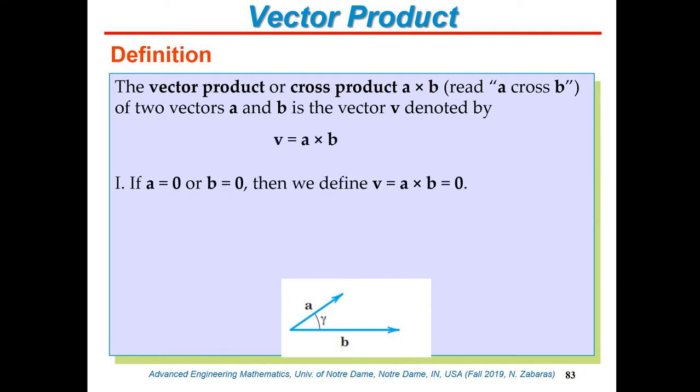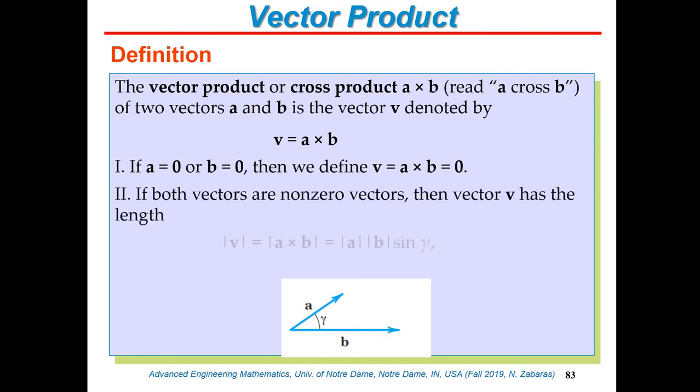First, I'm going to have to define what its magnitude is. So the magnitude of the vector product is the magnitude of A times the magnitude of B times the sine of the angle between those two vectors.